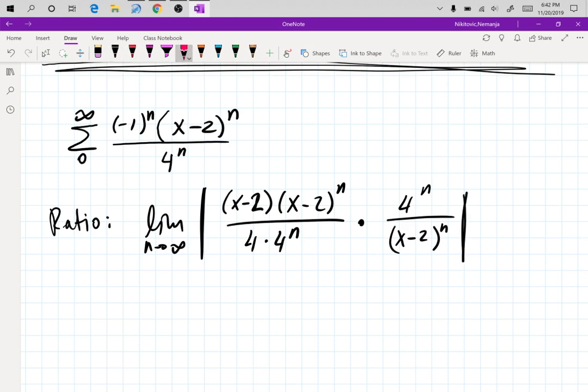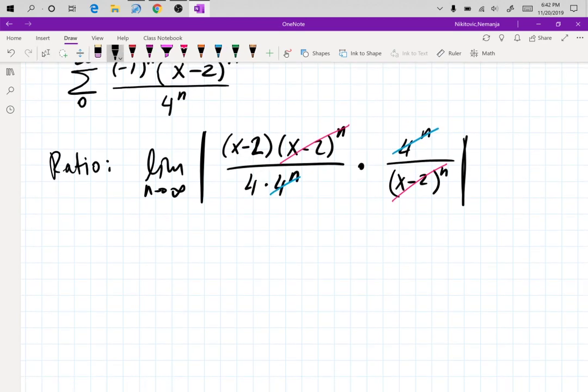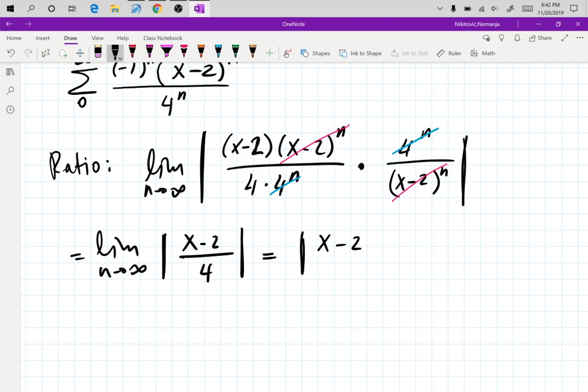And now we have these guys to cancel and these guys to cancel. And when you look at the remainder of the problem, you have your absolute value of x minus 2 divided by 4. Is there an n? No. So is there anything that limit can do? No. Right? So we just kill the limit. The limit has nothing to operate on because there are no n's. And we got this. Absolute values are still there.